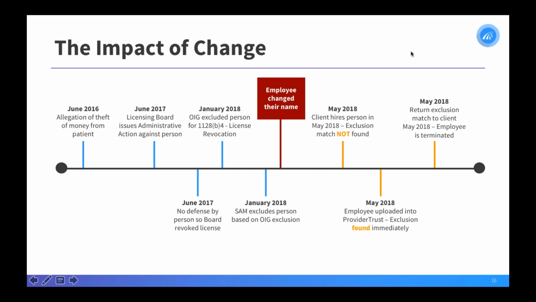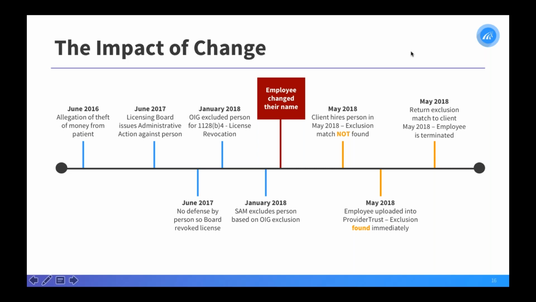The licensing board took a year, right? We know a lot of these things do not happen quickly. And in June of 2017, the licensing board issued an administrative action against this particular nurse. That nurse had the opportunity to defend themselves, but they did not provide any defense. And so at that point in time, the board revoked the license.